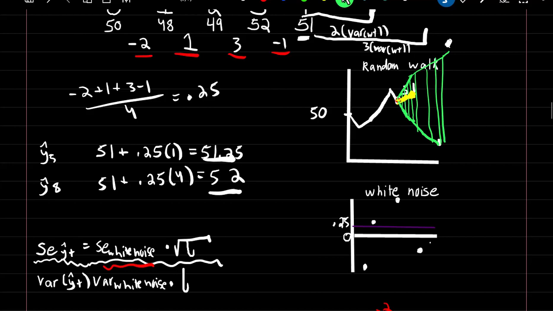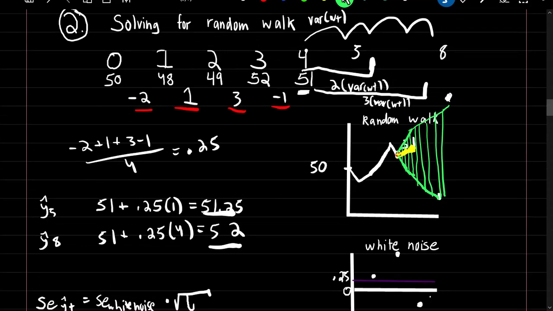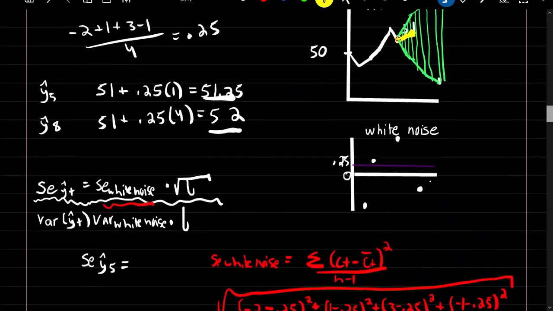So notice how the range is getting bigger and bigger as we get further and farther from our last known value. And then our predicted value would be 52.